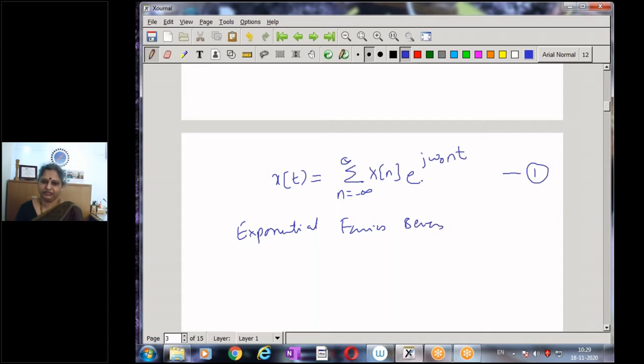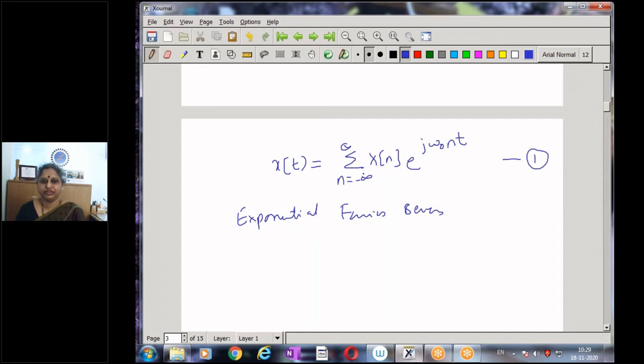Of course, we can also have an equivalent method of representing the same Fourier series as the cosine Fourier series, or the trigonometric Fourier series, where we represent it in terms of sine and cosine. All can be converted from one form to the other. Let's take this exponential Fourier series.